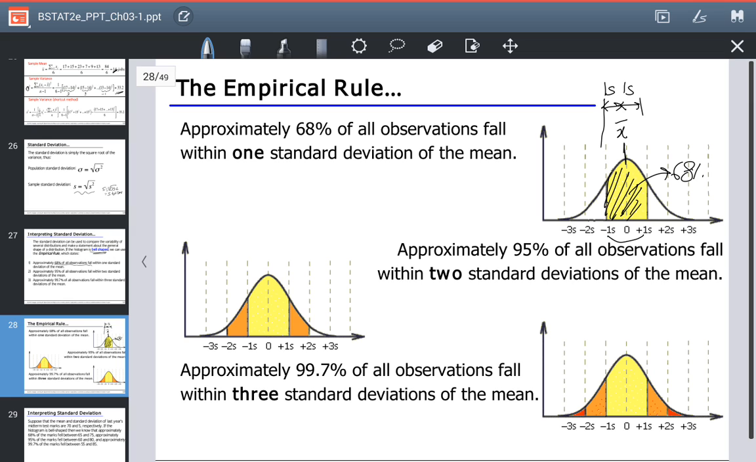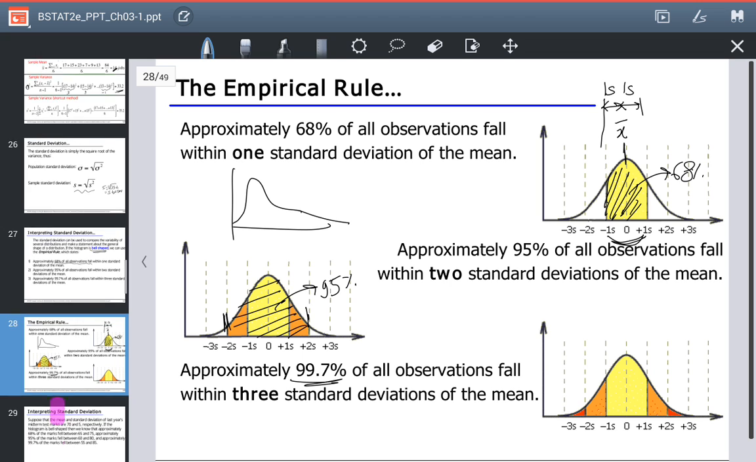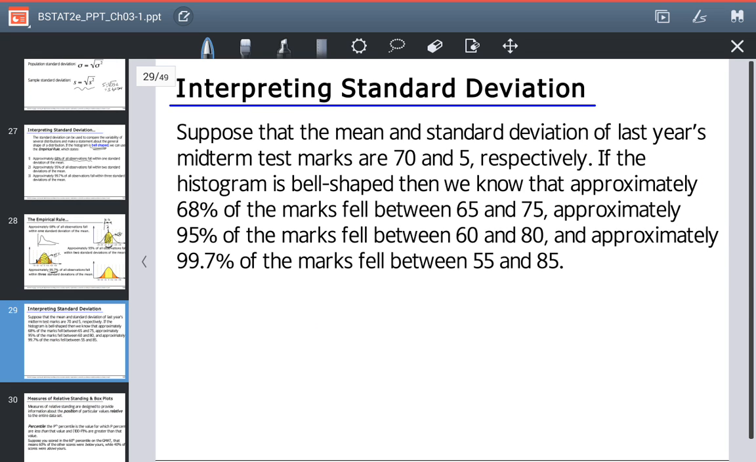If you move this limit to 2 standard deviations, somewhere here, this area is 95%. Again, this is valid only for the bell-shaped symmetric distribution. When I talk about something like an asymmetric distribution like this, it will not be valid. And then when you go to 3 standard deviations, it is 99.7%. This is very important to understand, and this is where you can use this empirical rule to find out the distribution of grades in the classes. So that's all for now.